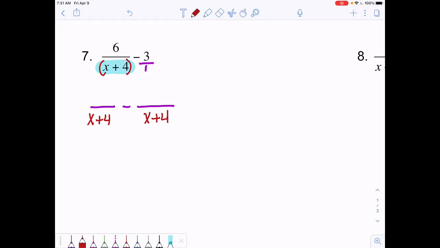So whatever the one on the left has, that becomes part of your least common denominator. And then if there's a different factor on the right, you want to also add that into your least common denominator, or multiply that into your least common denominator. So our least common denominator is just x plus 4.